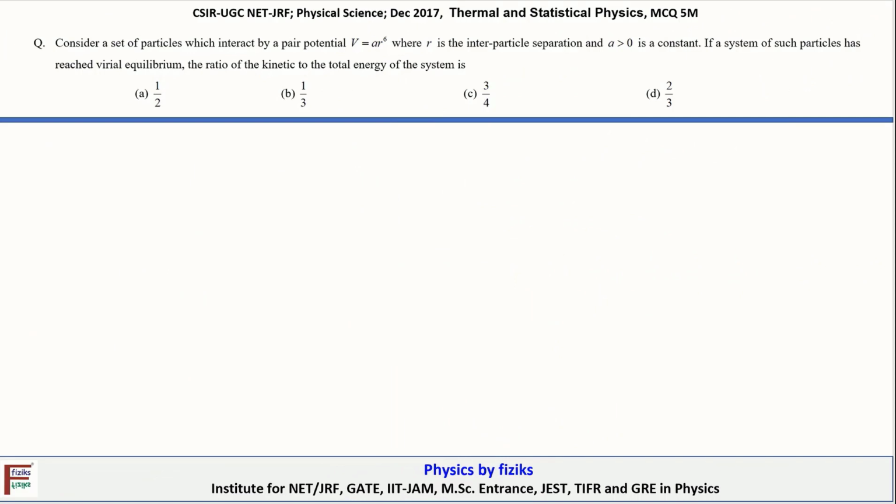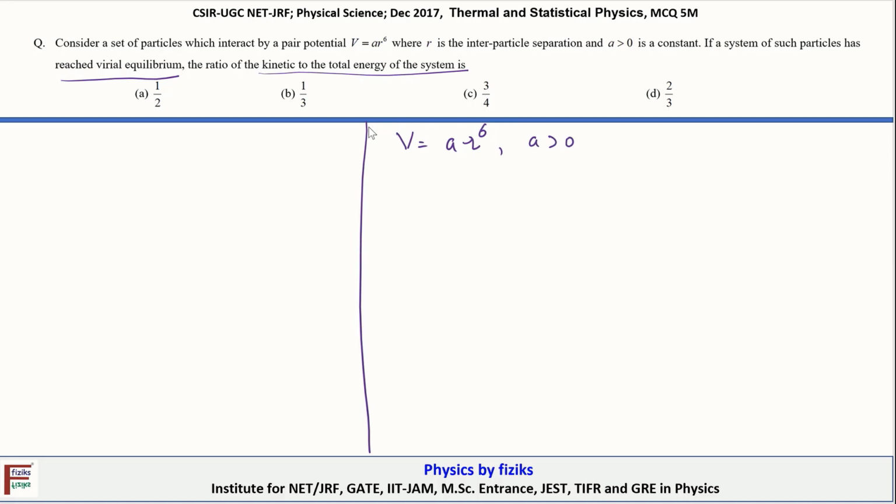Let's take a look at the next problem. The statement is, consider a system of particles which interact by a pair potential given by V equal to A r power 6, where r is the interparticle separation and A is a constant greater than 0. If a system of such particles has reached the Virial equilibrium. Okay, so the hint is given in the statement of the problem, that we can make use of the Virial theorem to solve this problem. The ratio of the kinetic energy to the total energy of the system is, okay, so we have to find the ratio between the kinetic energy and the total energy.